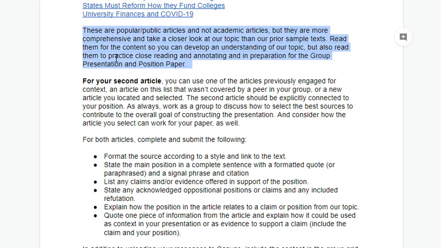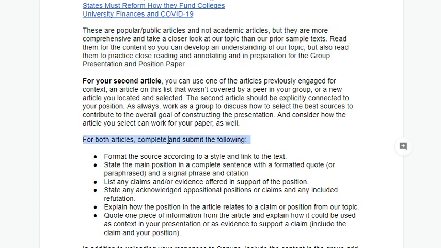For your second article, you can use one of the articles previously engaged for context, an article on this list that wasn't covered by a peer in your group, or a new article you located and selected. The second article should be explicitly connected to your position. As always, work as a group to discuss how to select the best sources to contribute to the overall goal of constructing the presentation, and consider how the article you select can work for your paper as well.